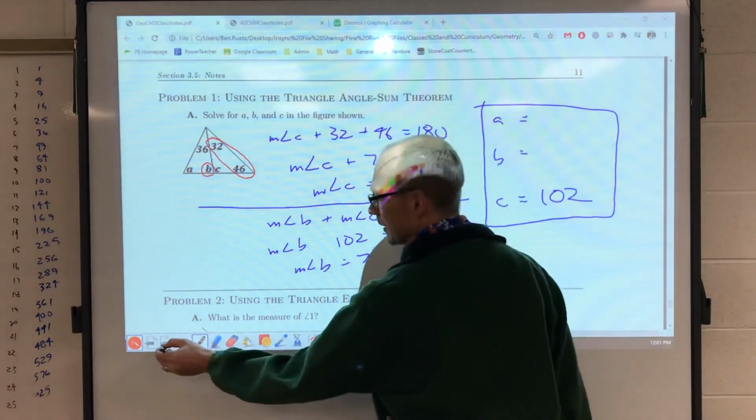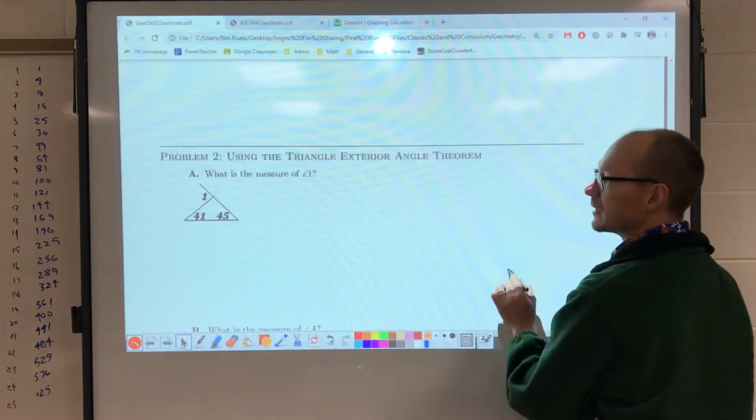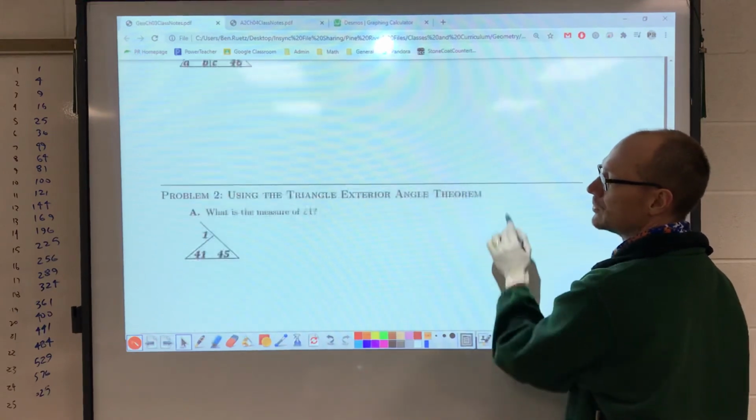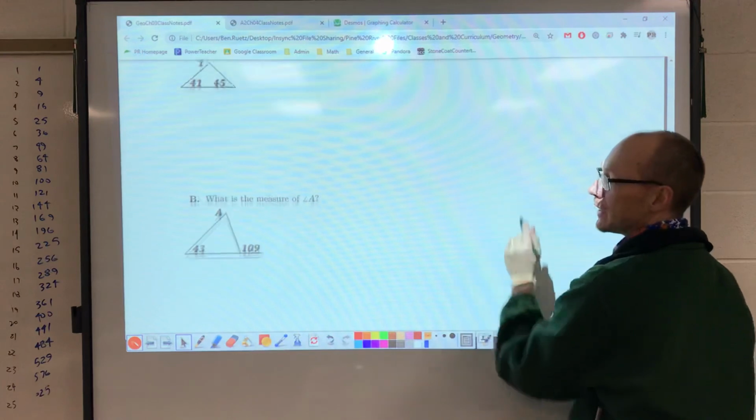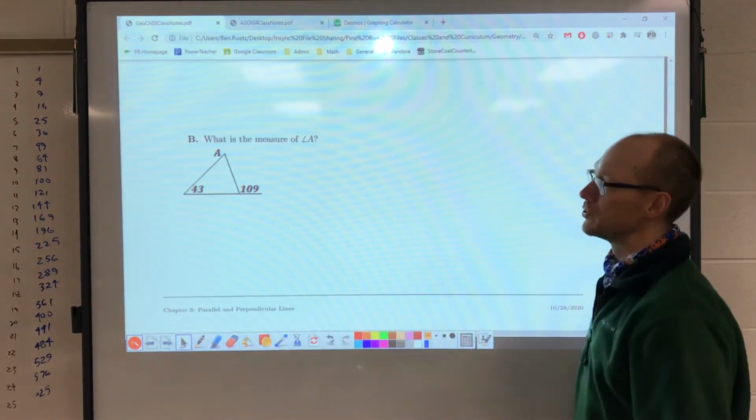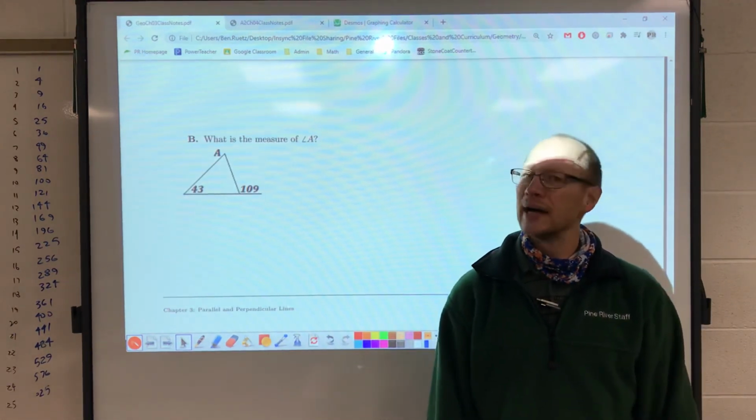All right, I think I'm done. I could keep going through and find A. I'm not going to. 1 is next going to be the sum of these, 86, and the measure of A you could also work through as well. I trust you're doing your homework.